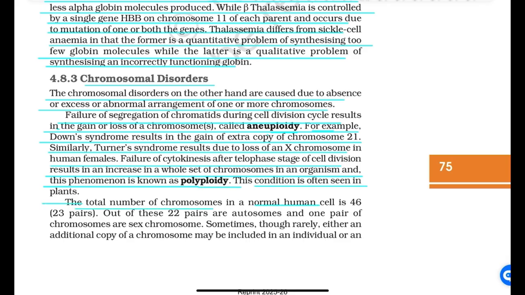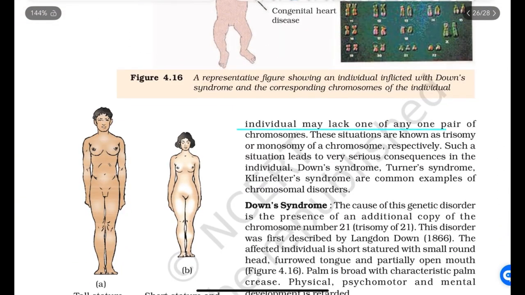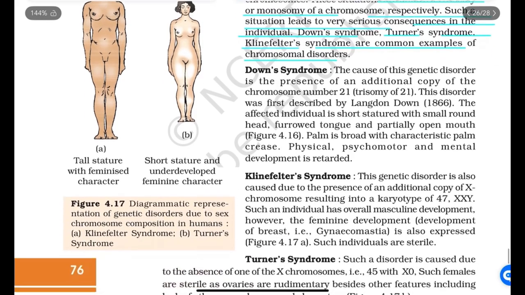The total number of chromosomes in a normal human cell is 46. Out of these, 22 pairs are autosomes and one pair are sex chromosomes. Sometimes, though rarely, either an additional copy of a chromosome may be included in an individual, or an individual may lack one of any pair of chromosomes. These situations are known as trisomy or monosomy of a chromosome respectively. Such a situation leads to very serious consequences in the individual. Down syndrome, Turner syndrome and Klinefelter syndrome are common examples of chromosomal disorders.